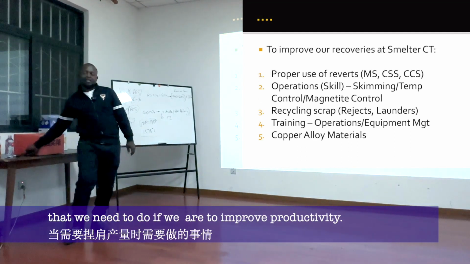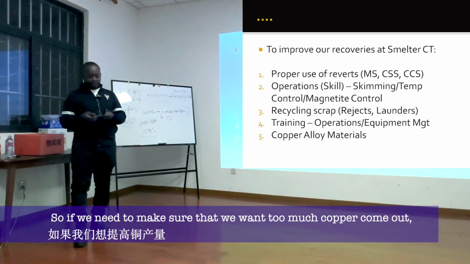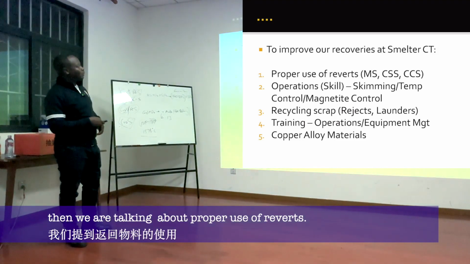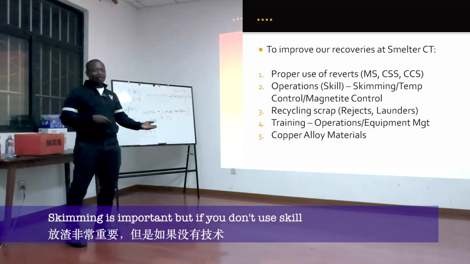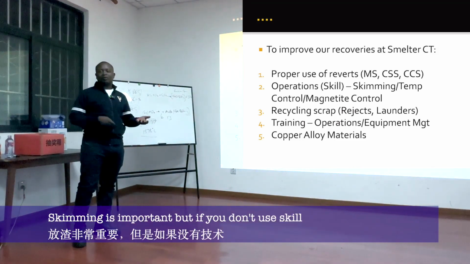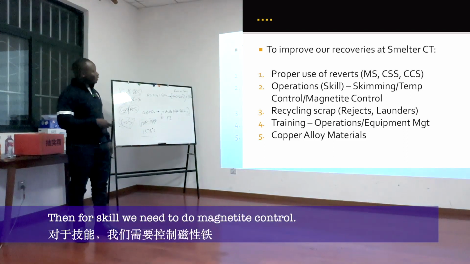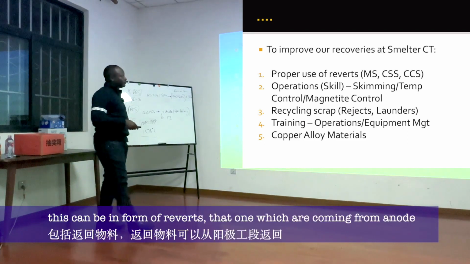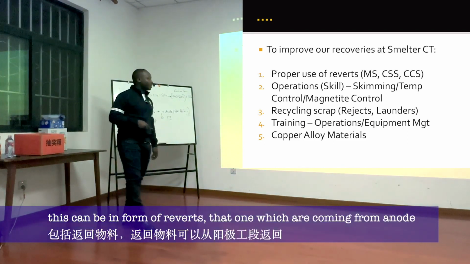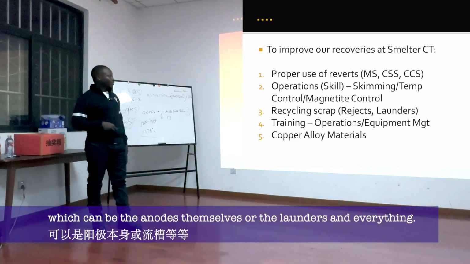So if we want to make sure that not too much copper comes out as losses, then we are talking about proper use of rivets. Then equally, we are talking about skill. Skimming is important, but if you don't use skill, you lose too much copper, which is not okay. Then for skill, we equally need to do magnetite control. Then recycling scrap, this can be in form of rivets, that one which are coming from anode, which can be the anodes themselves or the launders and everything.